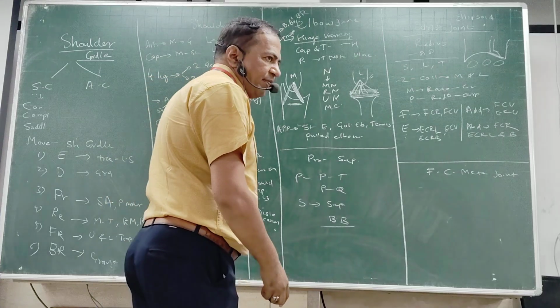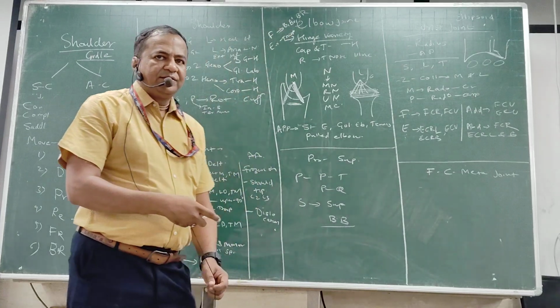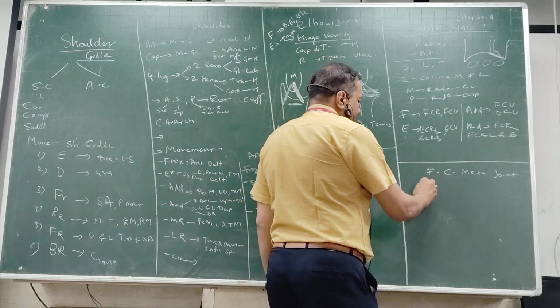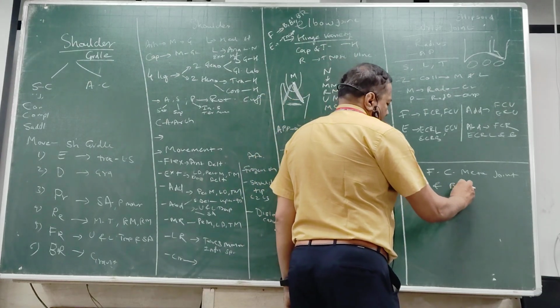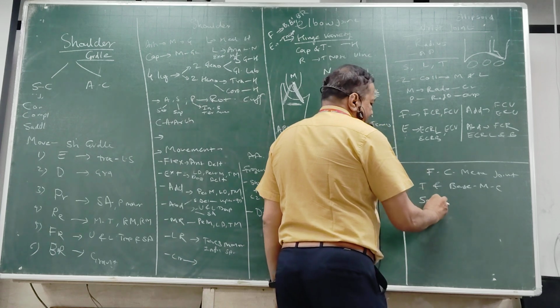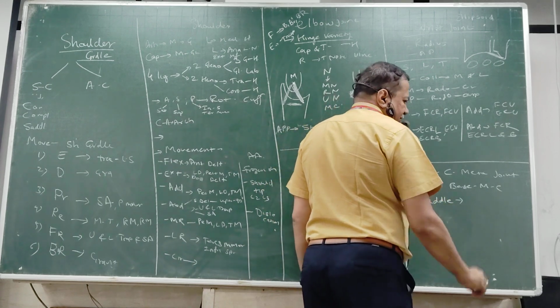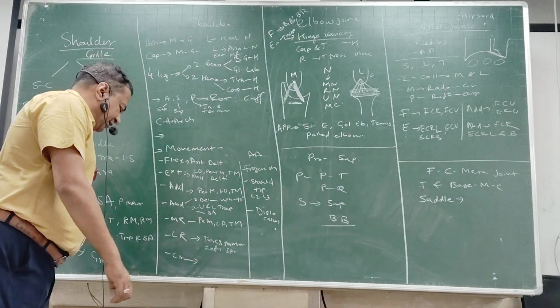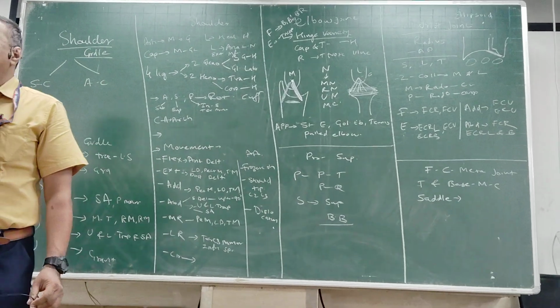Trapezium, right? Trapezium and the base of the first metacarpal. It is a saddle variety of joint. It has a capsule, then the lateral carpometacarpal ligament.